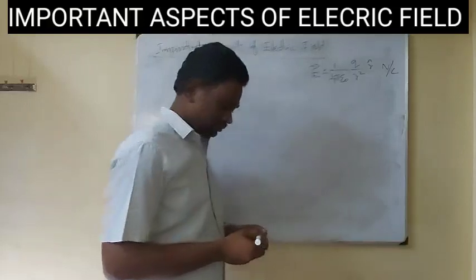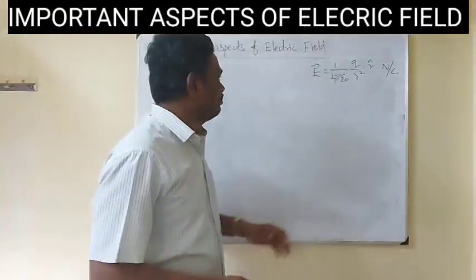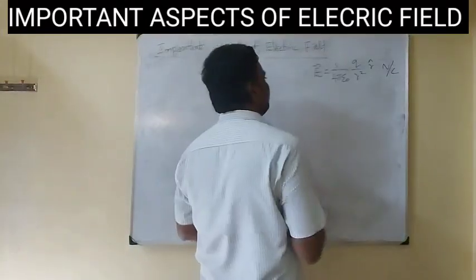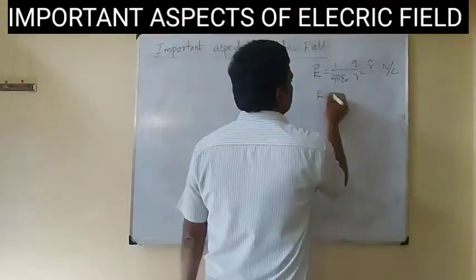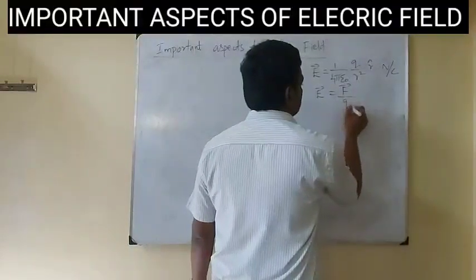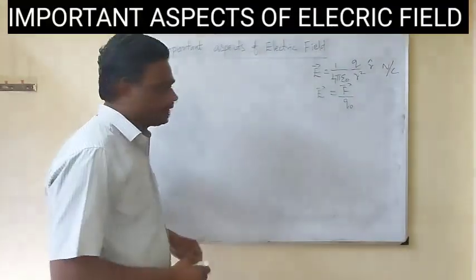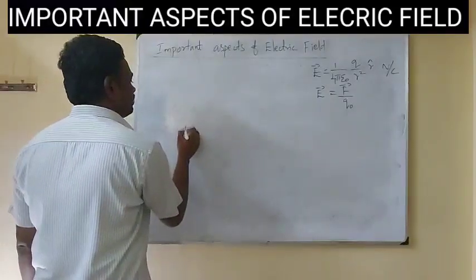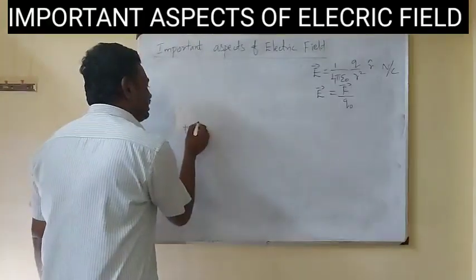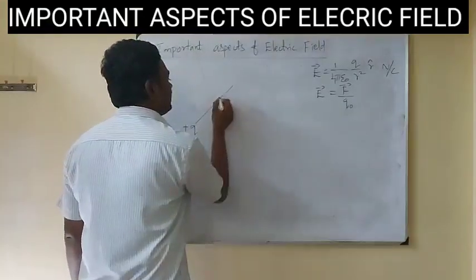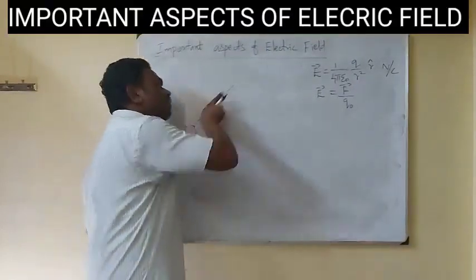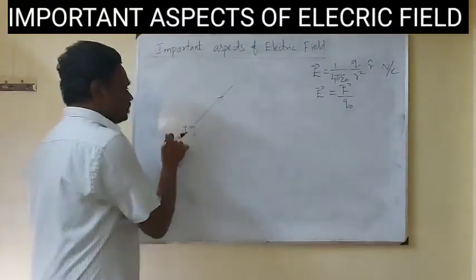Okay. Now we are going to discuss important aspects of electric field. Simply, we can define the electric field: E vector is equal to force experienced per unit charge. The first point: if the charge is plus q, the electric field acts radially outwards. It means the direction of the electric field points away from the charge.